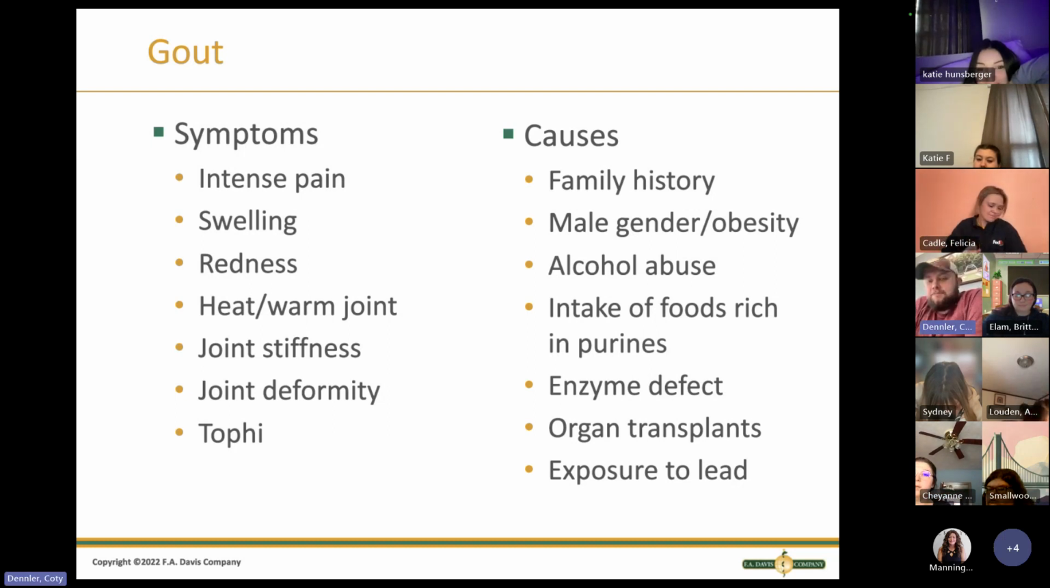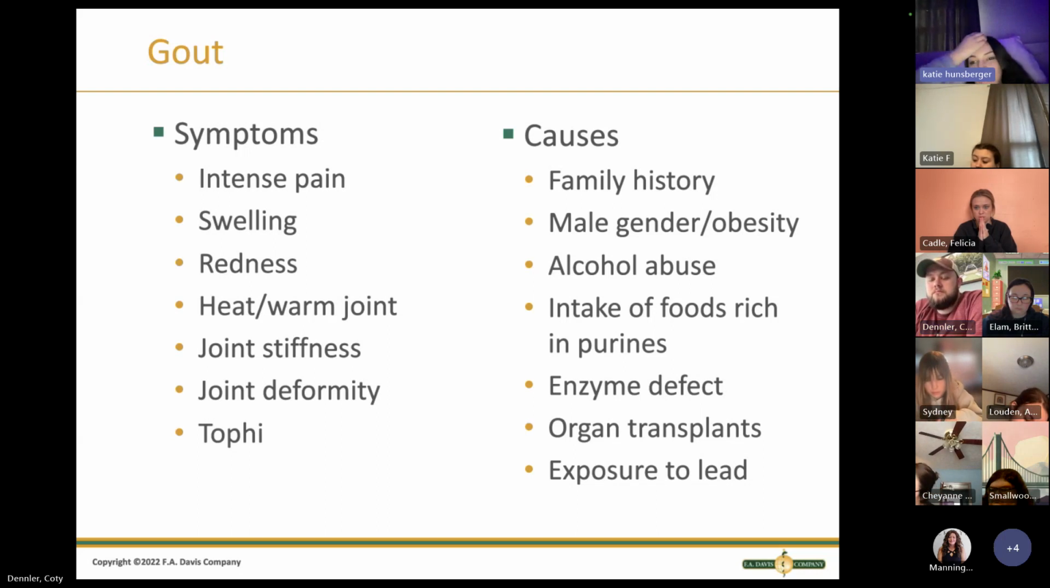All right, so the next one is gout, and I can talk to this personally because I have gout. I always used to think my grandpa was crazy when he would talk about how bad his feet would hurt when he had gout. I'm here to tell you, it is intensely painful. It hurts so bad.